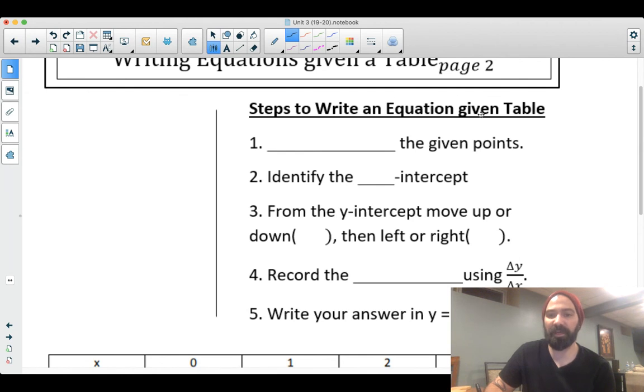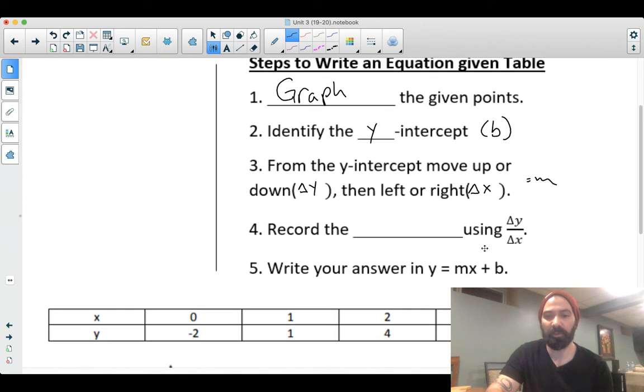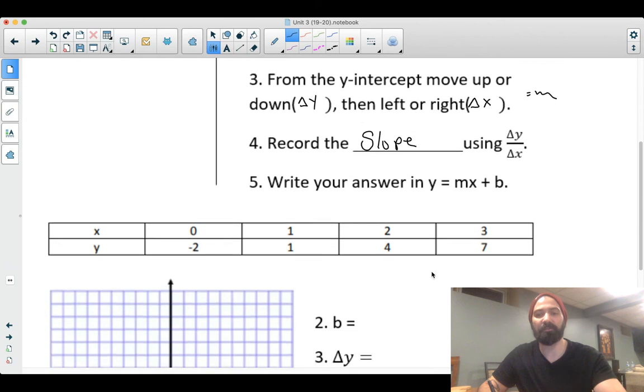Okay, we're given a table this time. First thing you want to do is graph the given points. We'll see some points in a second. Then you want to identify the y-intercept. Remember, y-intercept is our b. You want to find the y from the y-intercept. You want to move up or down your change in y. Then your left and right, which is your change in x, which is your slope. You want to record that slope using change in y over change in x. And then finally write your answer in that form, y equals mx plus b.